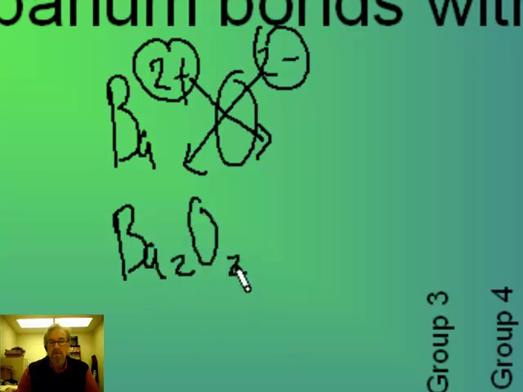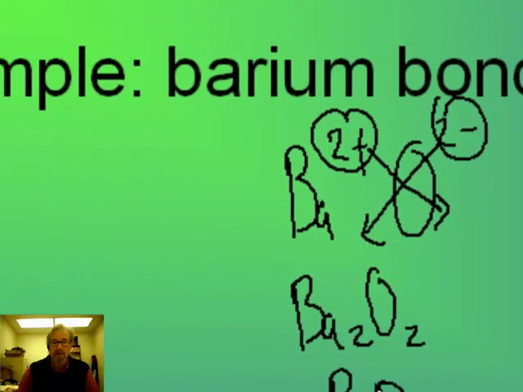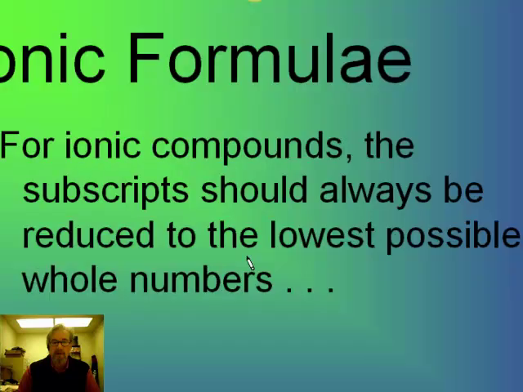Now for an ionic compound, all you really have here is a ratio of how many ions of each element are there in the crystal. And so it doesn't make sense to have Ba2O2 because all you really want is the lowest whole number ratio. So I'm just going to say Ba1O1 or BaO. So for ionic compounds, the subscript should always be reduced to the lowest possible whole numbers, as we saw there.